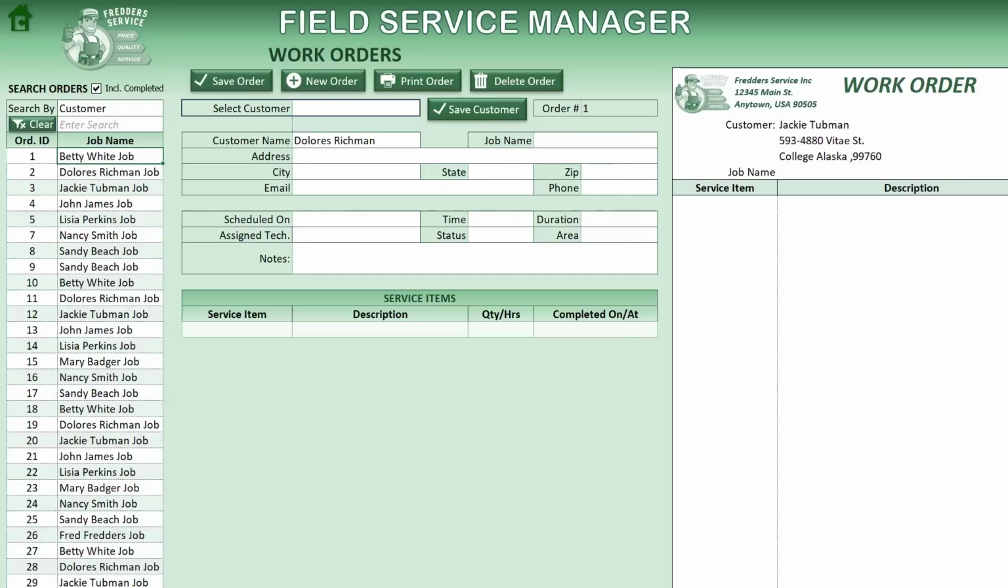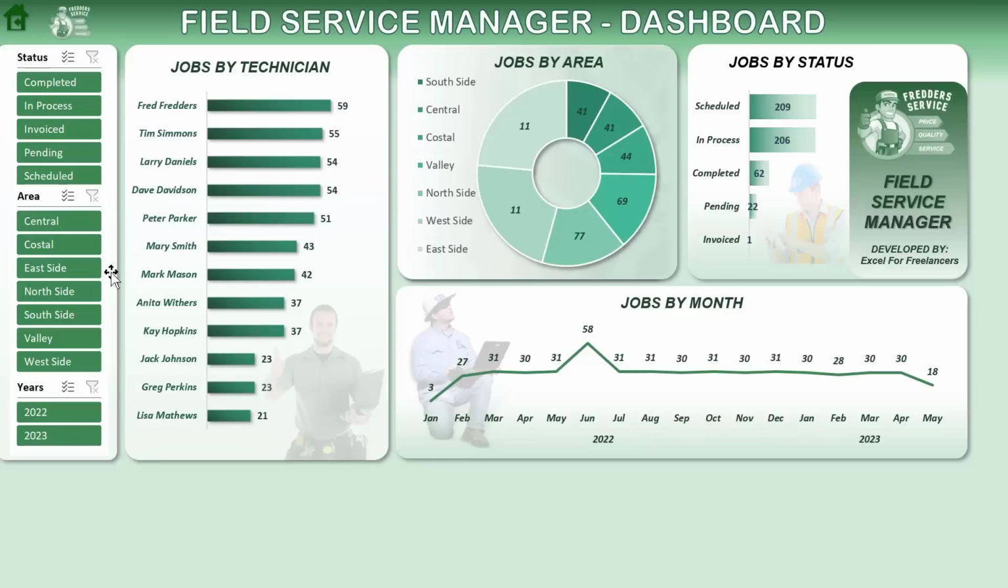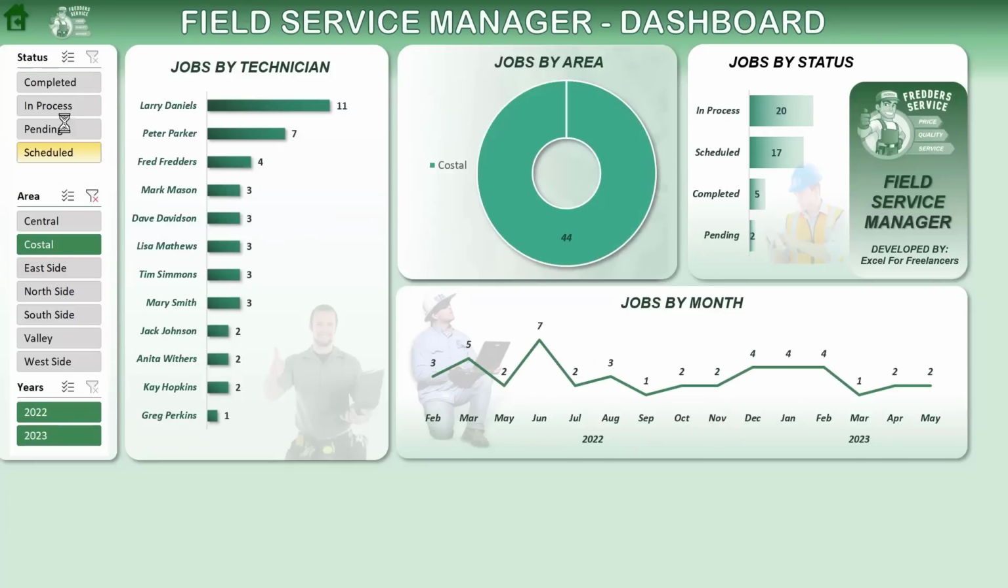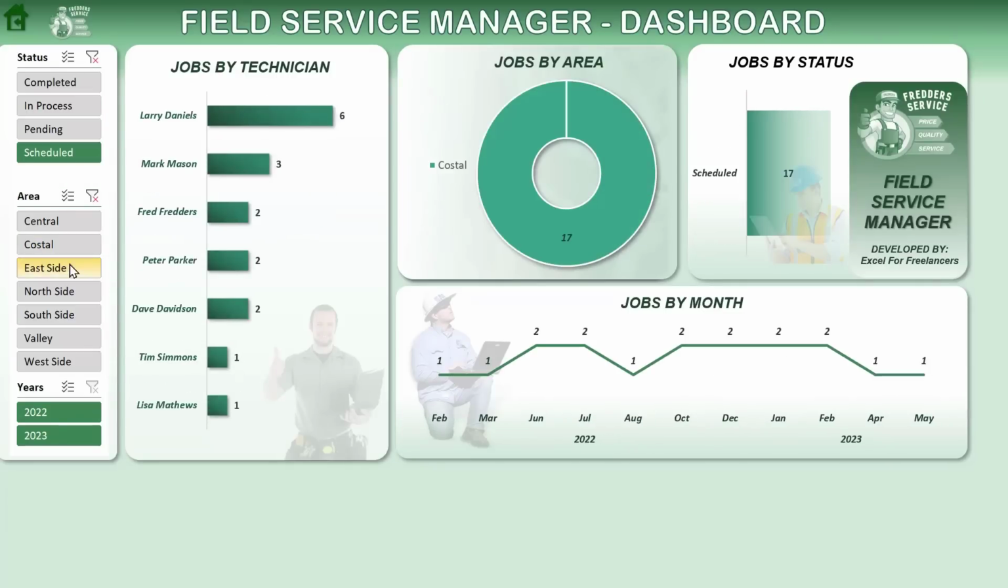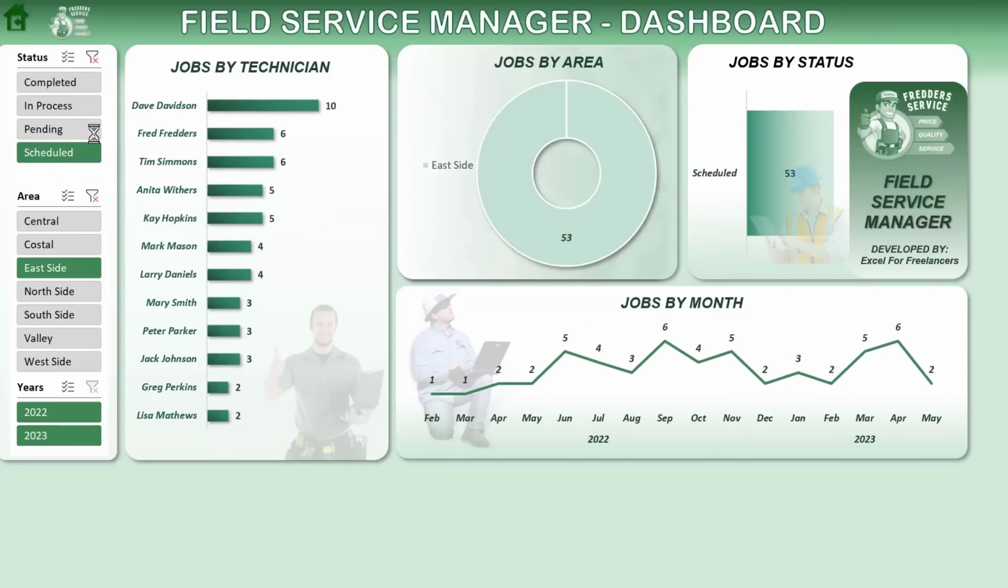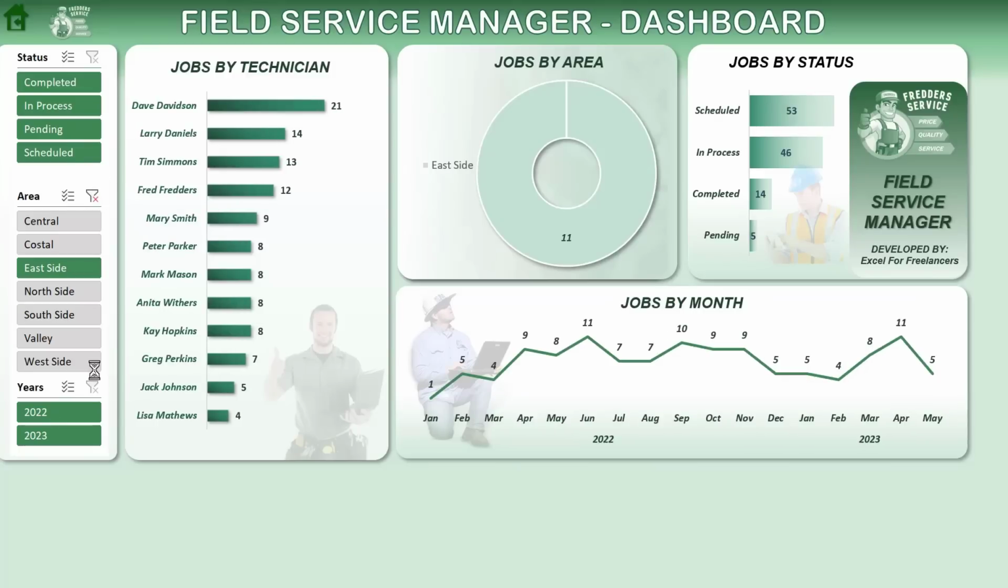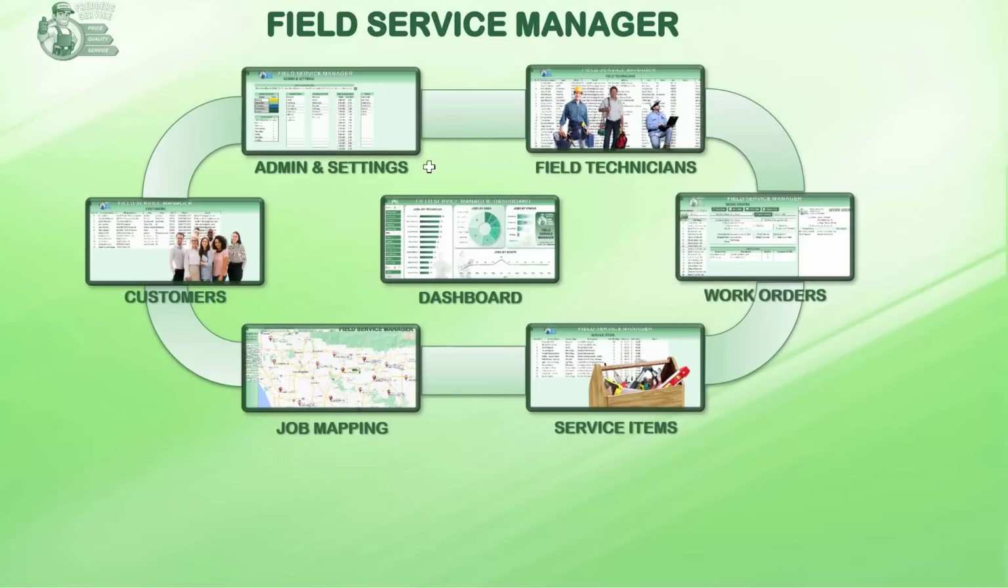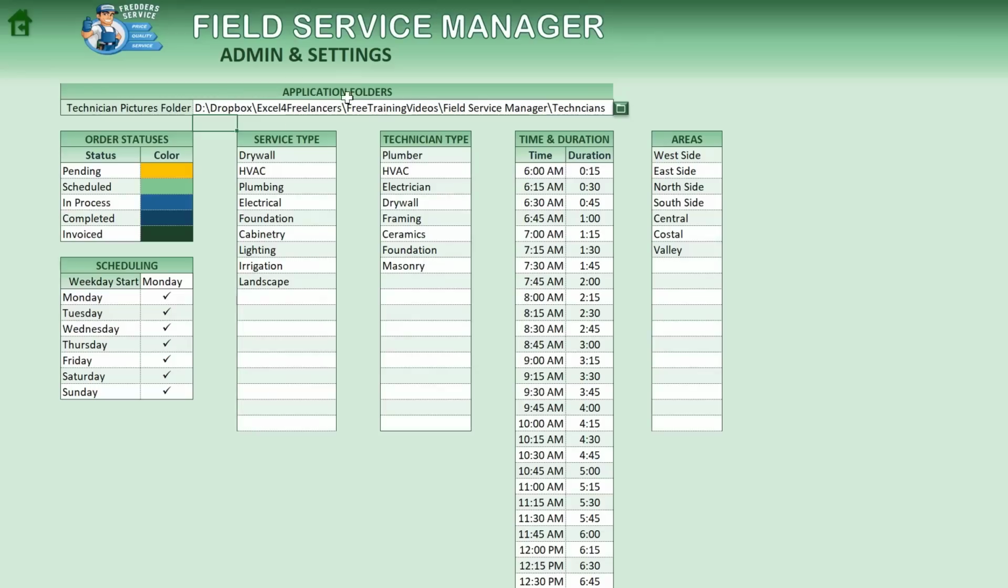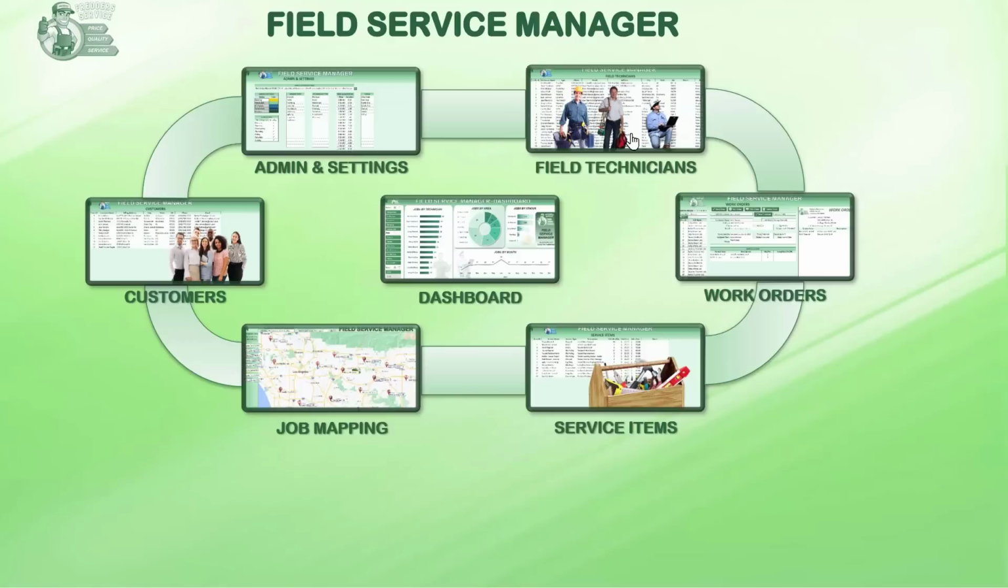We're also going to create a really cool dashboard screen along with multiple different areas. We're going to have slicers and a whole lot of that. So we're going to go into that. I'm going to show you how to do that. Pivot tables. I've also got a really cool home screen. We're going to be able to access any part of it using a dynamic admin screen, field technicians, dashboard, work orders, service items, and a whole lot more.